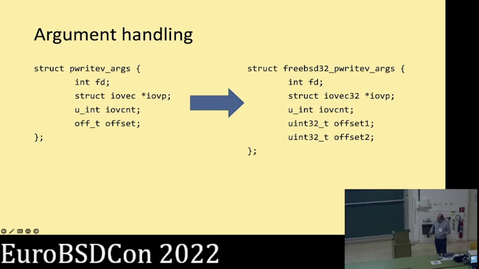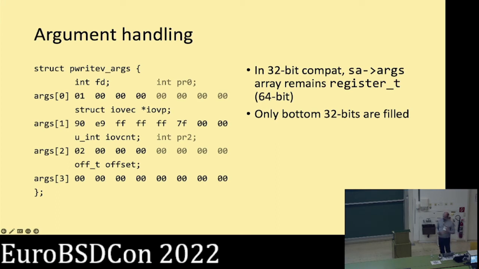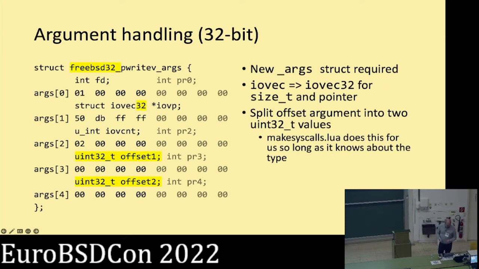So here we go. We've converted the pwritev args into the 32-bit version, where we're now pointing to iovec32s, and we have split the offset into two pieces. Now, in the regular version, we had this case where we had this simple mapping. However, in compat mode, we're mapping that array of 64-bit integers. However, we only fill the bottom of them when we're copying in the arguments. So we need to get those mapped back across. So here's the changes. We know that the pointers are to a different type, and we know that the offsets are split. So we need to unsplit those arguments. And then we're going to need to handle the iovec.